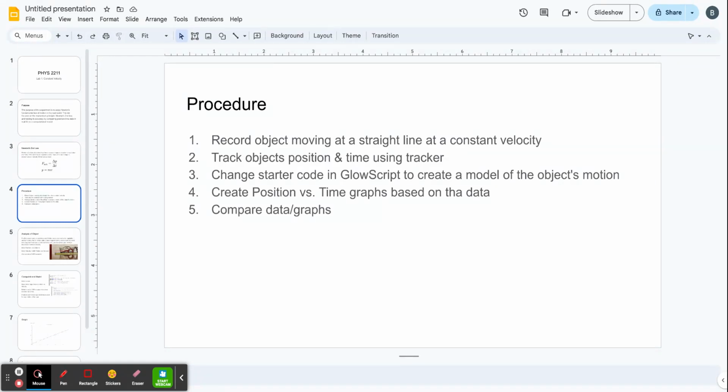So the procedure I used is to record an object moving in a straight line at a constant velocity, track the object's motion and position using Tracker, code the same situation in GlowScript to make a computational model of the situation, and compare both of the data.